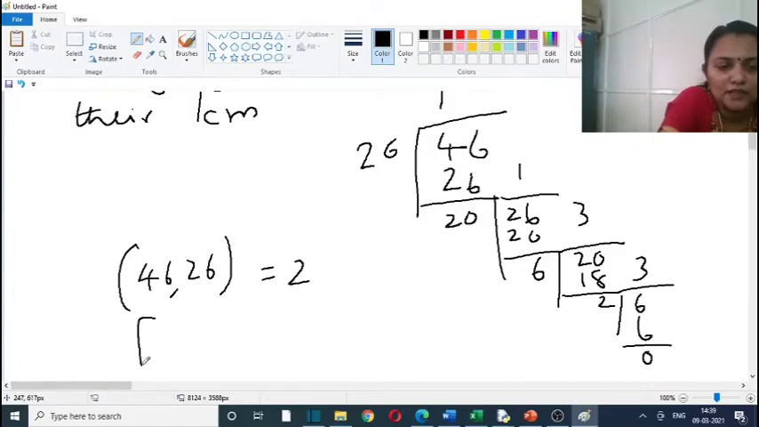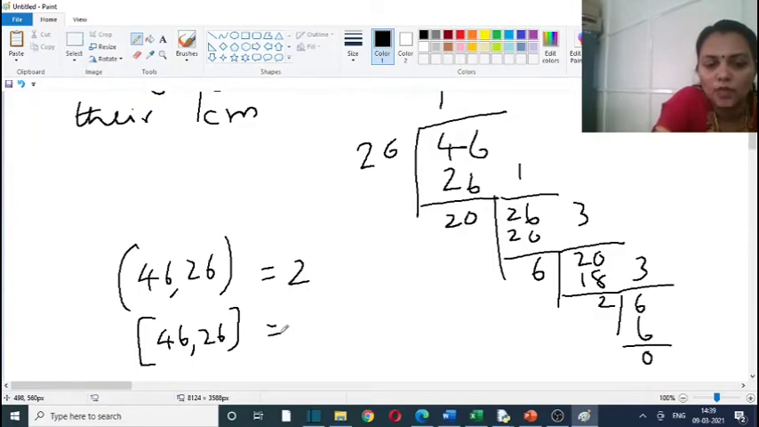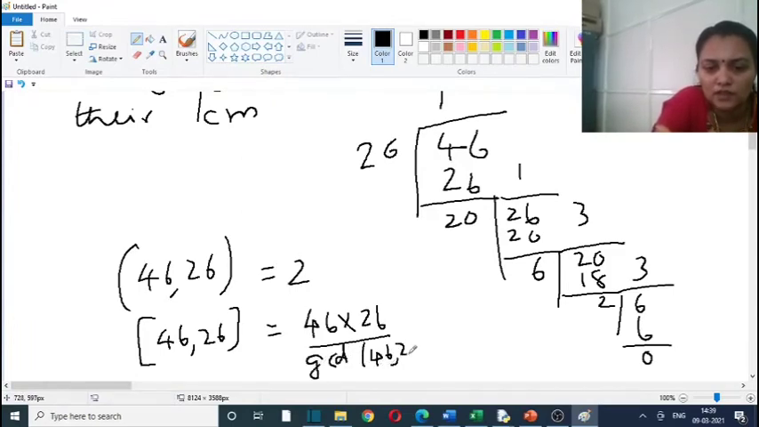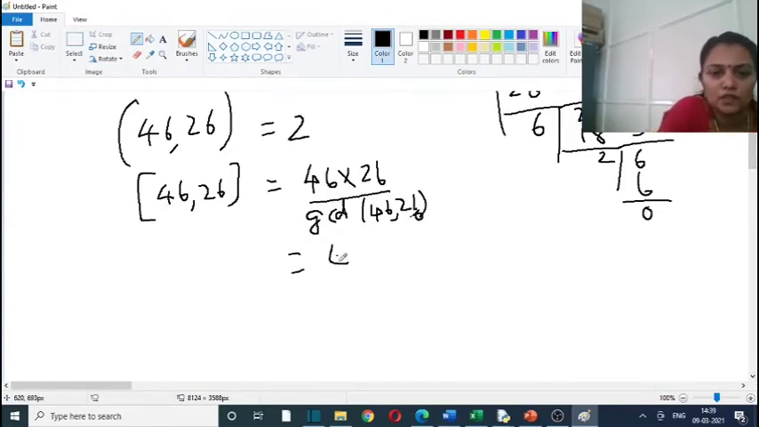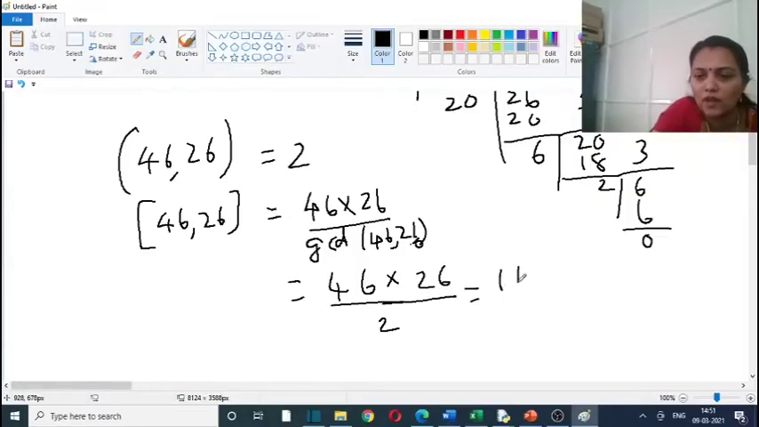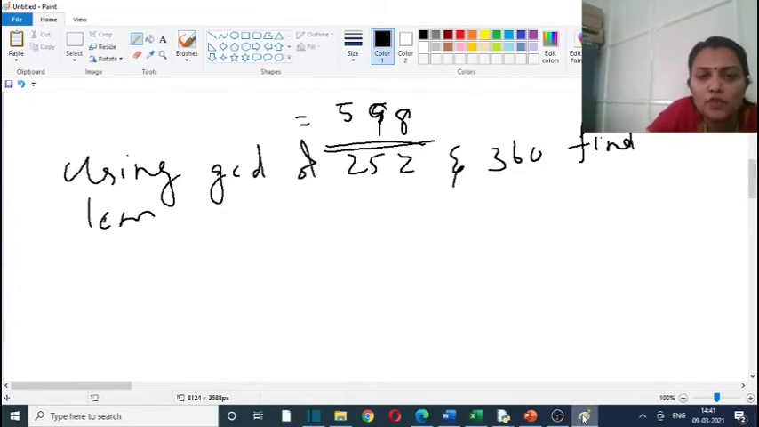Now the LCM of 46 and 26 is equal to, by the theorem, the product 46 into 26 divided by GCD of 46 and 26. So 46 into 26 by 2. The answer is 1196 by 2, which is equal to 598.